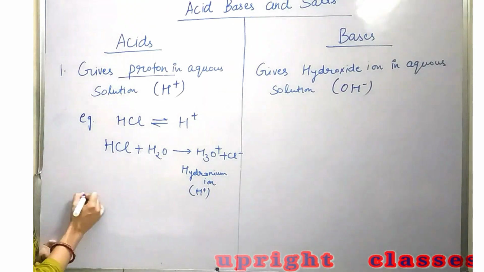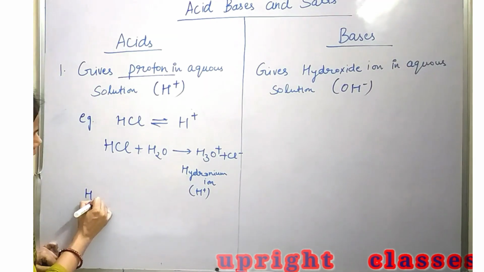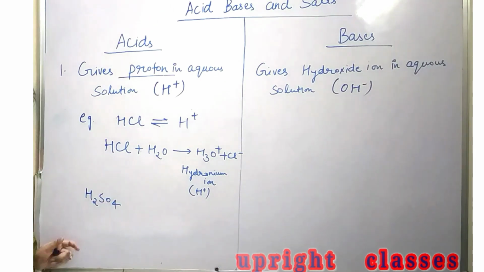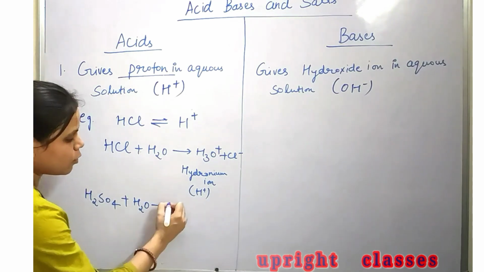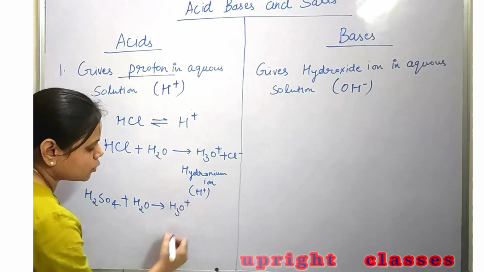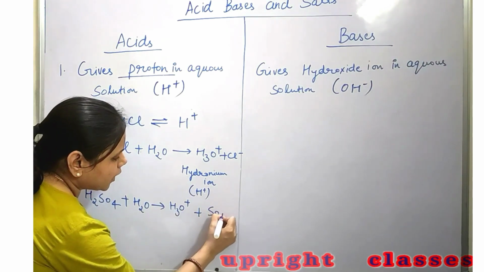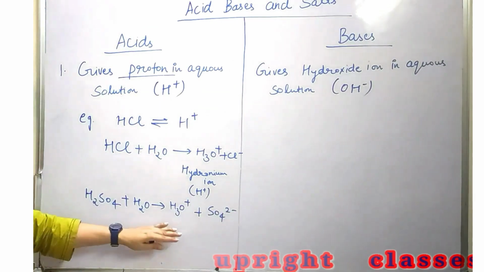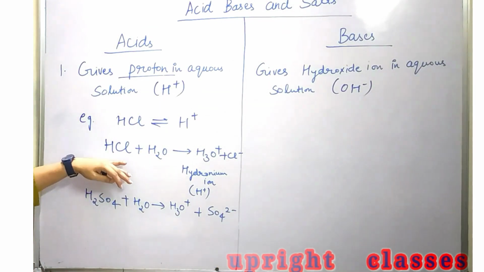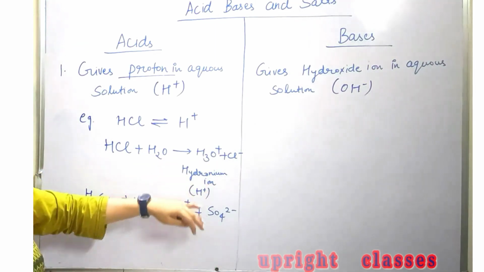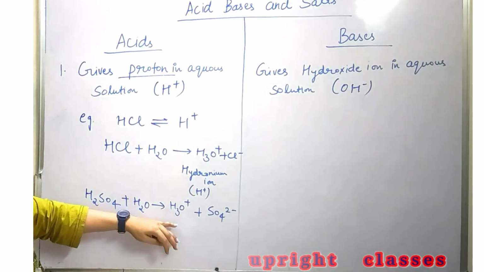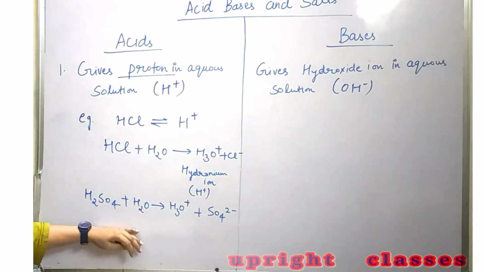Another example of an acid is H2SO4, sulfuric acid. If it is mixed with water, then it also gives hydronium ion, H3O plus, and sulfate ion. So you can see that HCl and H2SO4 both give H+ ion or hydronium ion in their aqueous solution. That means they are acids.